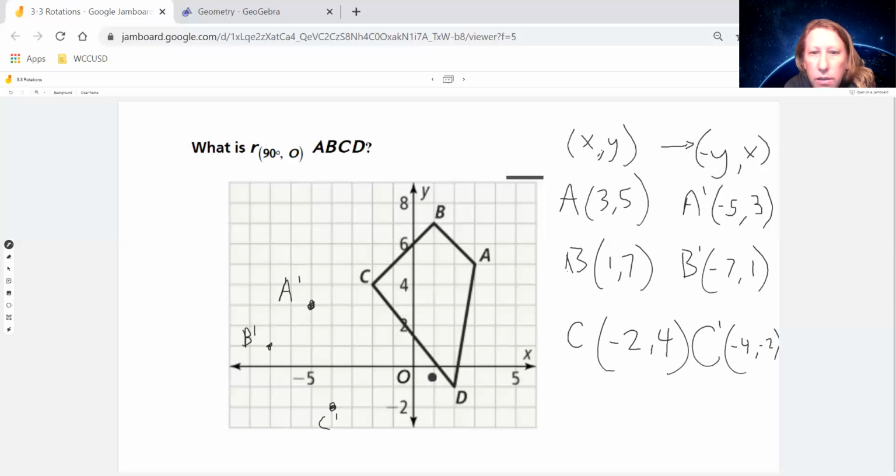And the new D, it was originally at 2, -1. And the new D is 1, 2. Again, if you look at it, it's 90 degrees from where it started. If you make a 90-degree angle right here, you can see it. Okay, that's how you do that.